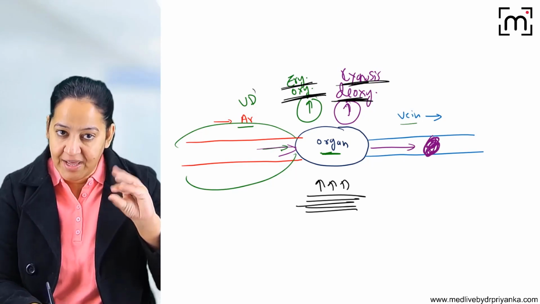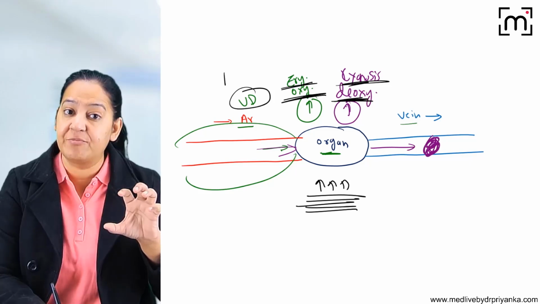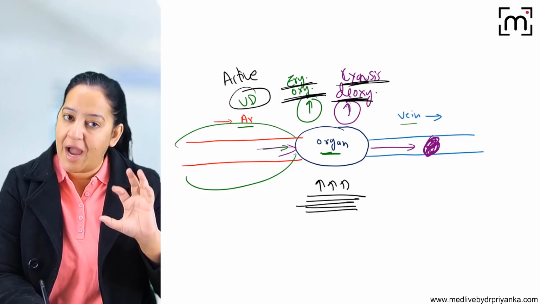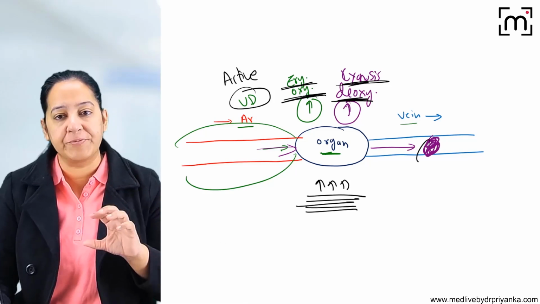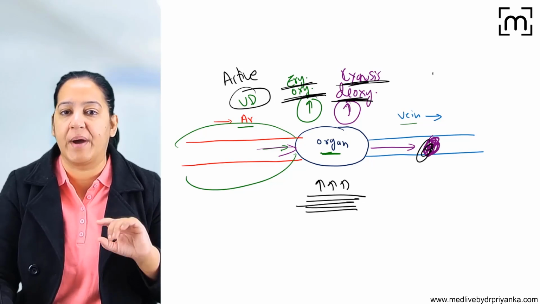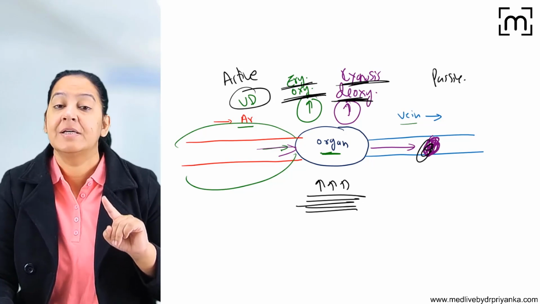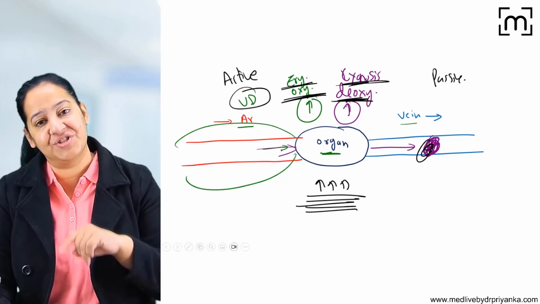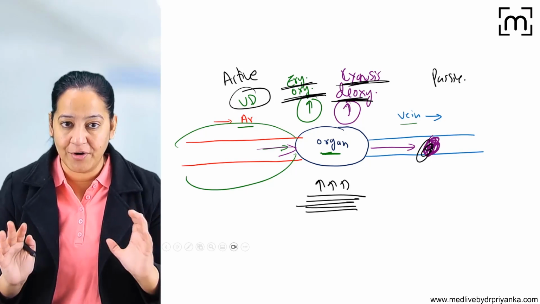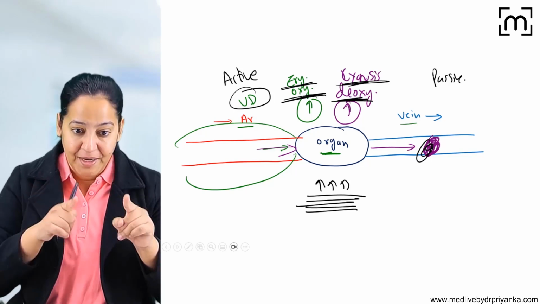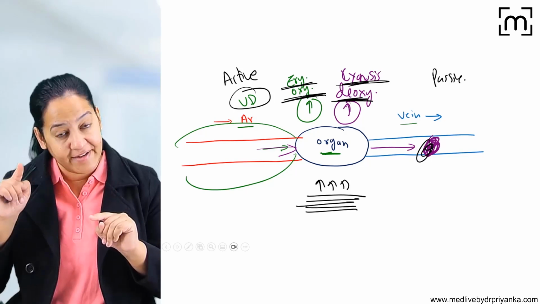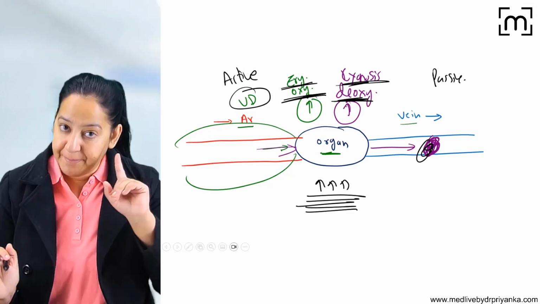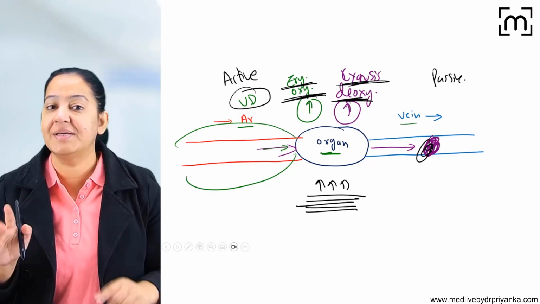Now for causing vasodilation of the artery, it's the active process. ATP is required. So hyperemia is an active process. But for obstructing vein, no energy, no ATP is required. So this one is a passive process. So hyperemia is active and congestion is passive. So I hope you all got it. What is hyperemia and congestion? Hyperemia is due to dilatation of the artery, and congestion is due to obstruction of the vein. Hyperemia is active. Congestion is passive.